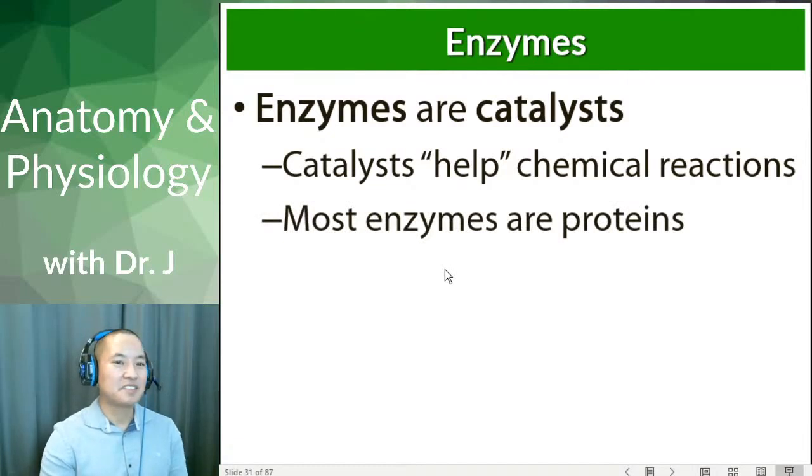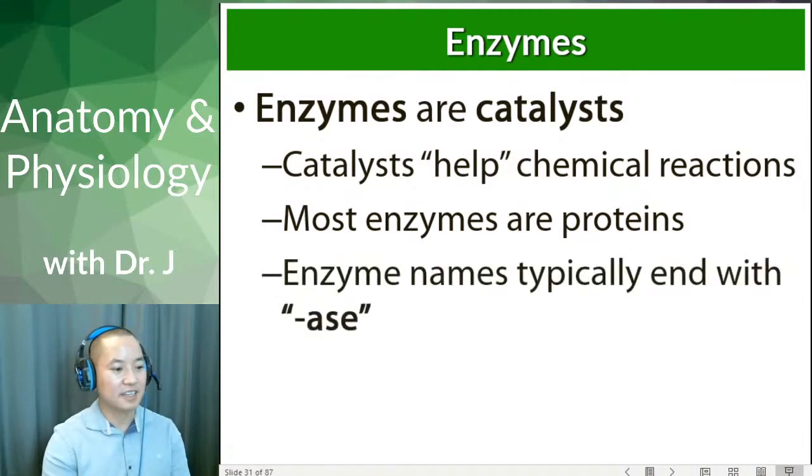Most enzymes are proteins. There are some enzymes that are a mixture of ribonucleic acids and proteins, but in general, if you took all the enzymes that are known in the human body, most of them are protein-based. Enzyme names typically end with ASE. There are some exceptions, but if a protein ends with ASE, it most likely is an enzyme. So this is a way you can know something's an enzyme.